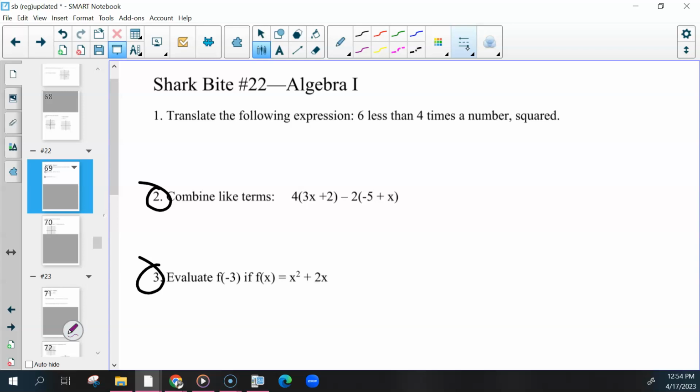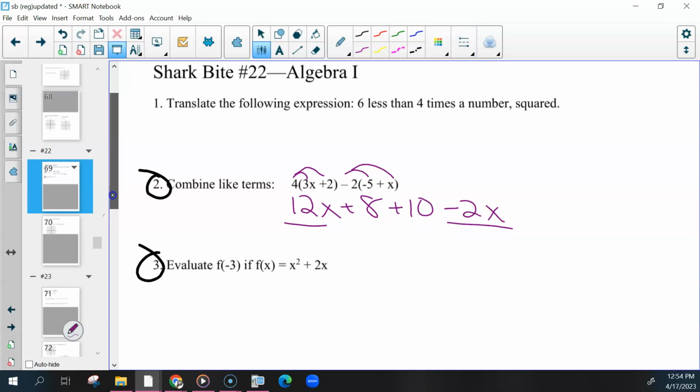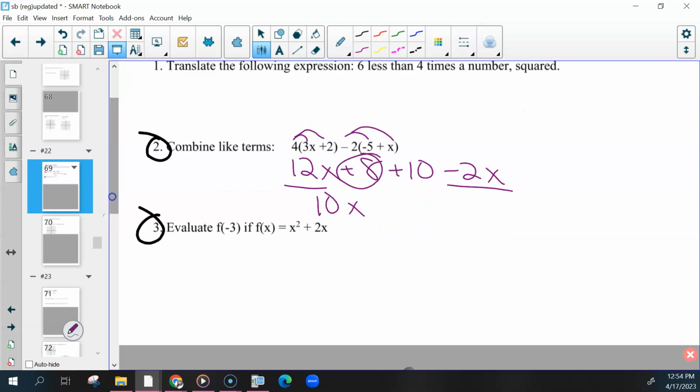Okay, so for number 2, we have to combine the terms, distribute the things on the outside, be careful with your negatives. So we have 12x plus 8 plus 10 minus 2x after you distribute both things. And then combine your like terms, your x's together, so 12x minus 2x would give us 10x. And then add your constants together, so plus 8. There was no solving to get x by itself or anything like that because it wasn't an equation. So that was your final answer. Questions on that one?